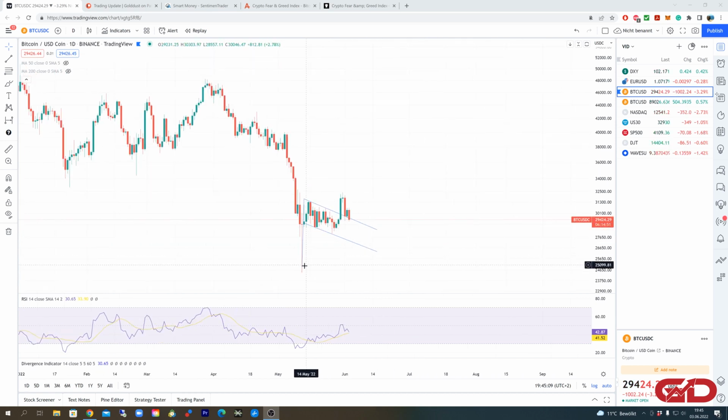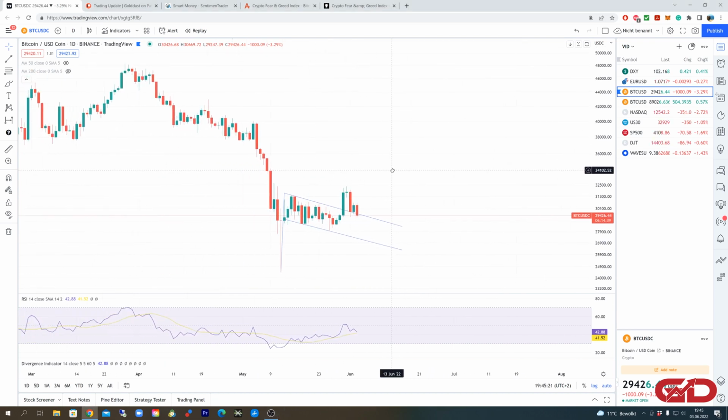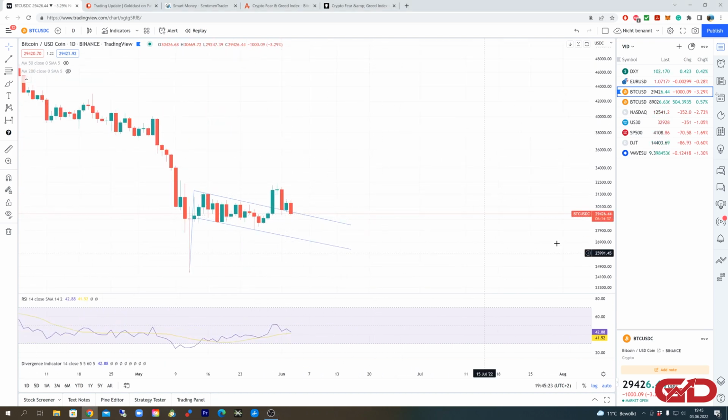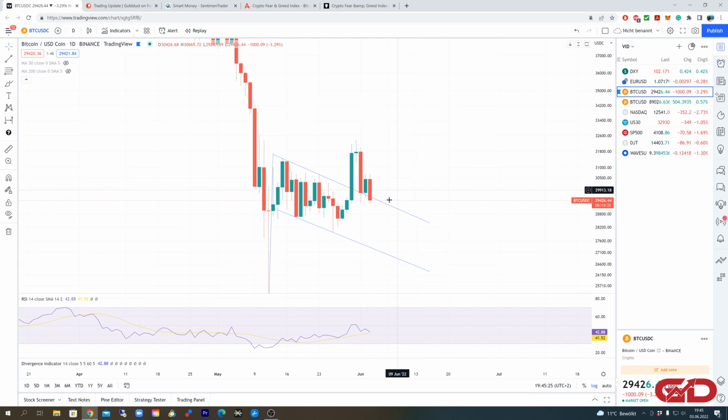So here you can see we have talked about this bullish flag that we have formed. We have made a nice breakout, and right now we are retesting it. And if we are zooming in a little bit more, we can see that we are actually below this support line right now as I'm making this video.